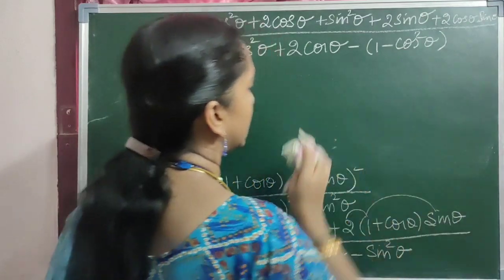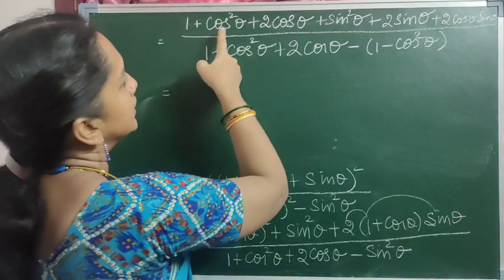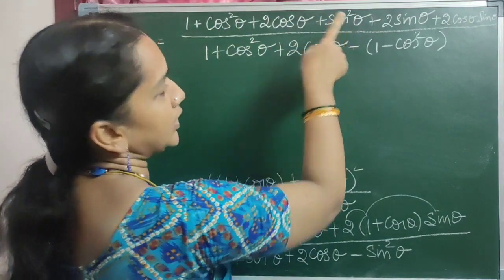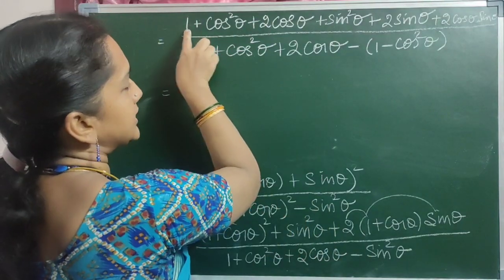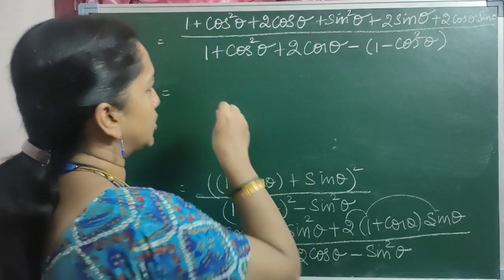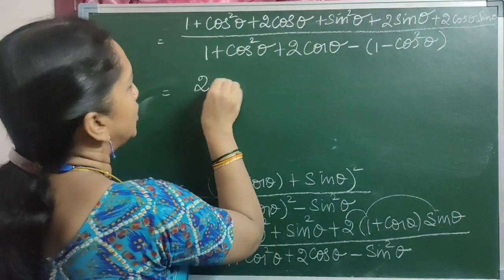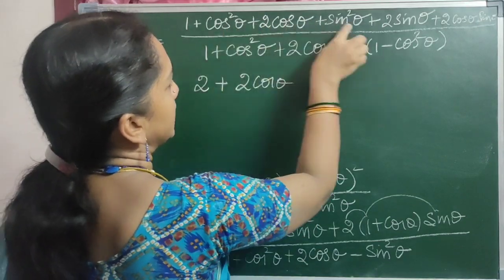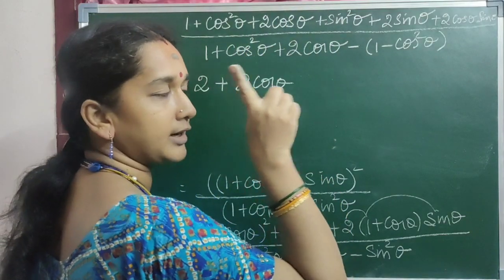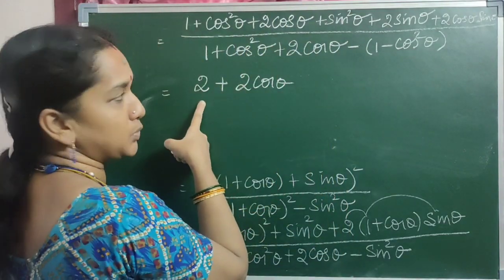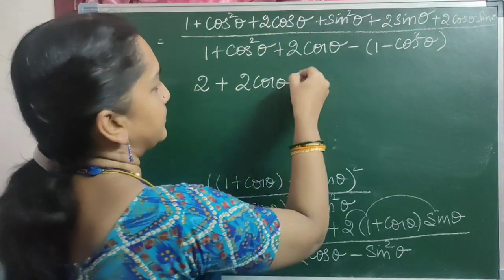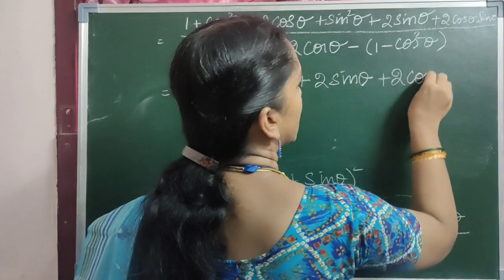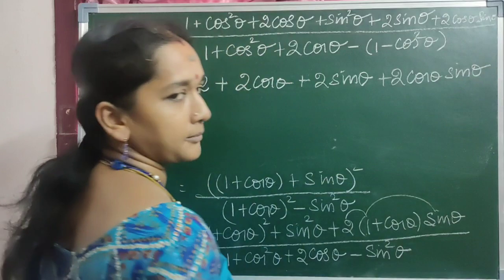After this, if you practice 2 or 3 times, you will get it. Very simple only. So here cos square theta plus sin square theta is 1, identity. So here 1 is there. Here cos square theta plus sin square theta is 1. So you can write this as 2. So 2 plus 2 cos theta, this one. Then plus 2 sin theta plus 2 cos theta sin theta. This is for the numerator.